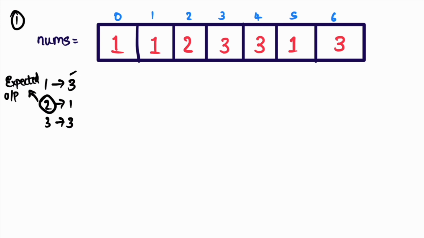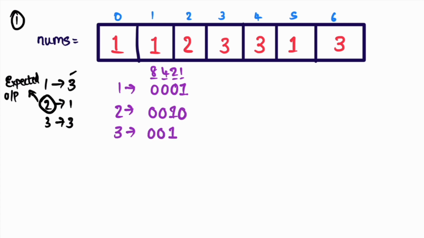Now we have to convert these array elements into their binary format. So 1 is represented in the 8421 code, right? This will all be zeros, and wherever you need the sum, this will be 1. 2 will be represented as 0, 0, 1, 0 and 3 will be represented as 0, 0, 1, 1 because 2 plus 1 is 3. So these 2 bits will be set.